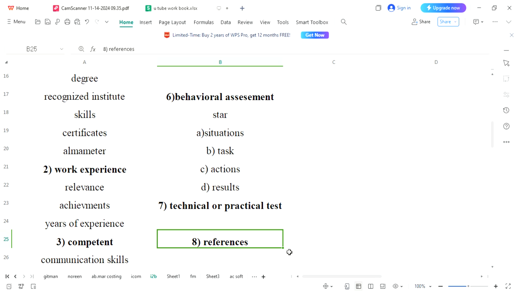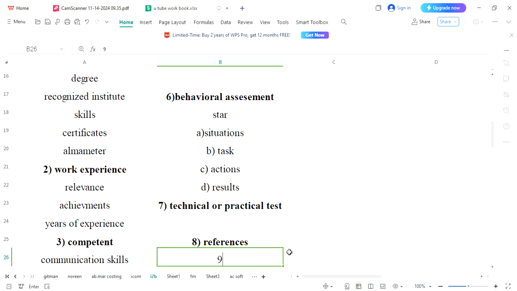And let's say nobody is ready to give a reference for that particular candidate. It means he does not have a good background. He has not worked well. He has not worked in organizations which are professionally well. So ask that candidate to give references from previous organizations.